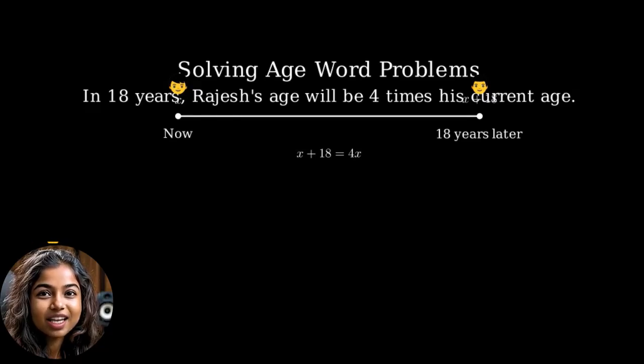Let's solve this equation step by step. First, let's subtract x from both sides of the equation. This gives us 18 equals 3x. Now, let's divide both sides by 3 to solve for x. This gives us x equals 6. So, Rajesh's current age is 6 years old.